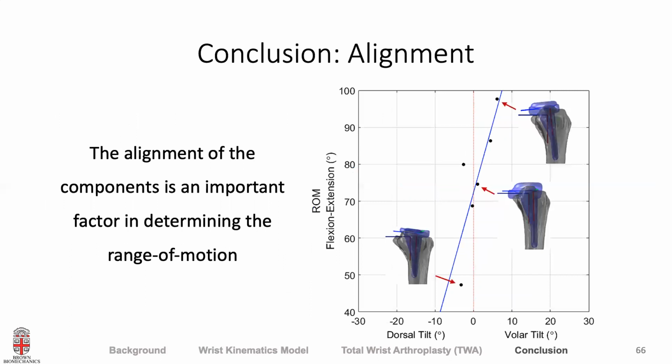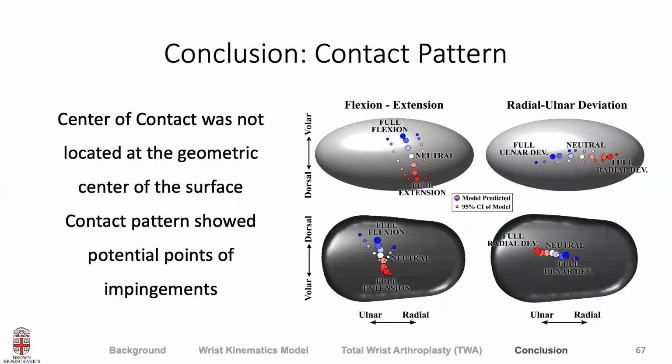We also defined radiographic parameters that can be used to measure the alignment of components reliably. And we also showed that these alignment measures, particularly the volar tilt of the radial component, can potentially affect the range of motion outcomes. We also evaluated the contact pattern of the components, and the center of contact was mostly located in a place that we did not expect. And we also determined the potential regions of impingement or limiting factors for the range of motion.